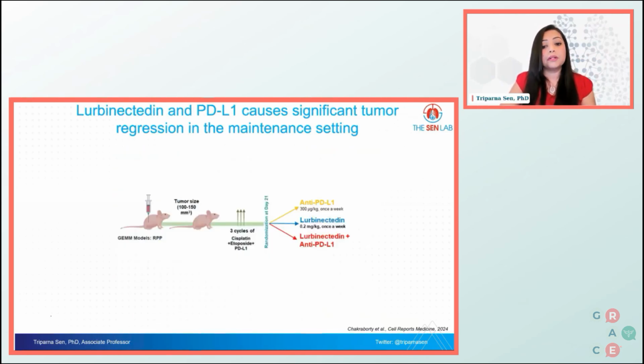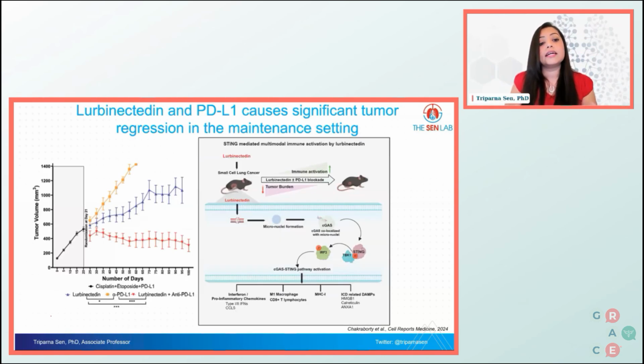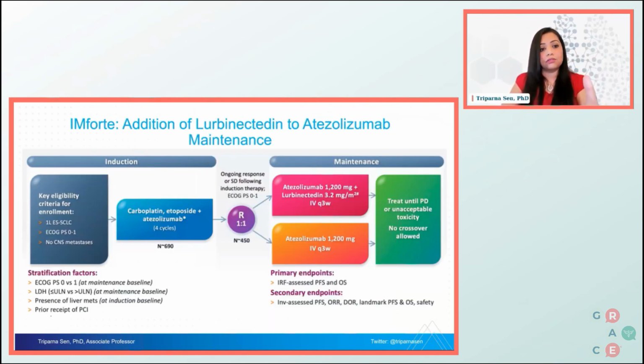Again, this is another example where we tried to mimic the maintenance setting with a drug called lurbinectedin, which is currently approved in the second line for small cell lung cancer. And again, this study told us that lurbinectedin could be an effective maintenance strategy for small cell lung cancer. And the beauty is, this is a trial, which is the IMforte trial, which is looking exactly at lurbinectedin with atezolizumab in the maintenance setting. And our study is a preclinical validation that this combination could actually work in the clinic.